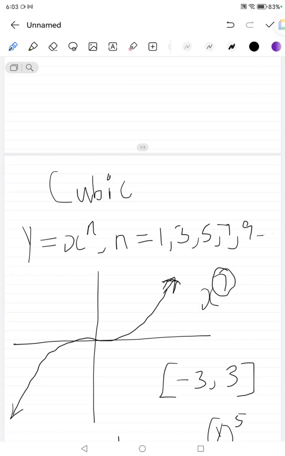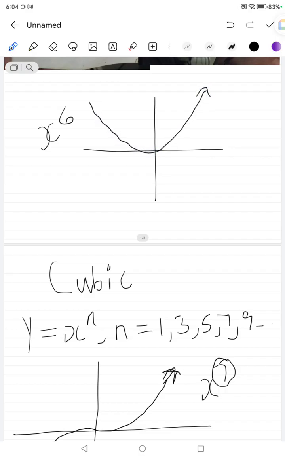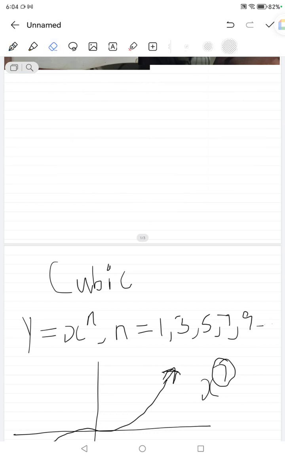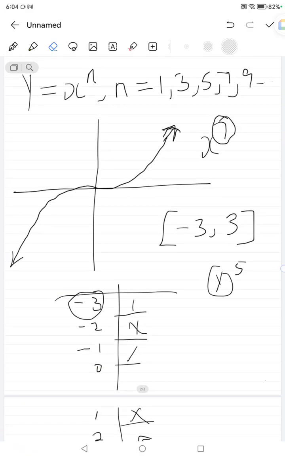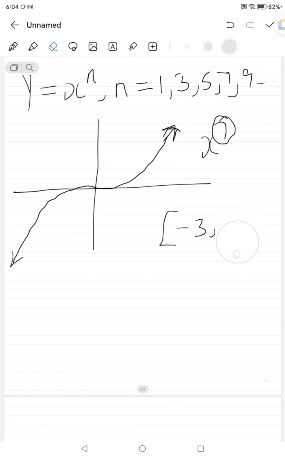But if I have something like x to the exponent 6, this is an even number. It means I've gone back to your parabolas, which is going to look like this. Hence, these are your main parent functions that you should always keep in your head. Then okay, let's continue with this one.